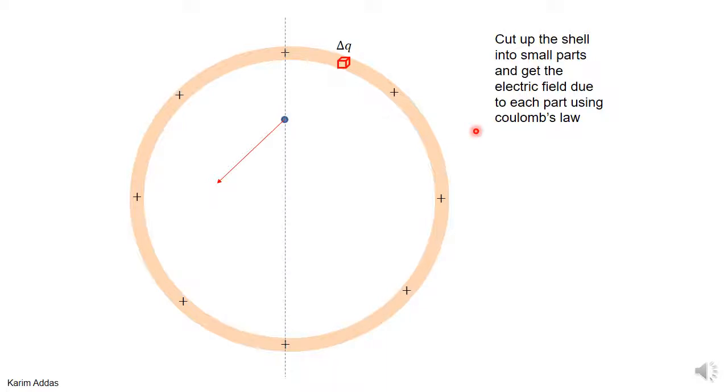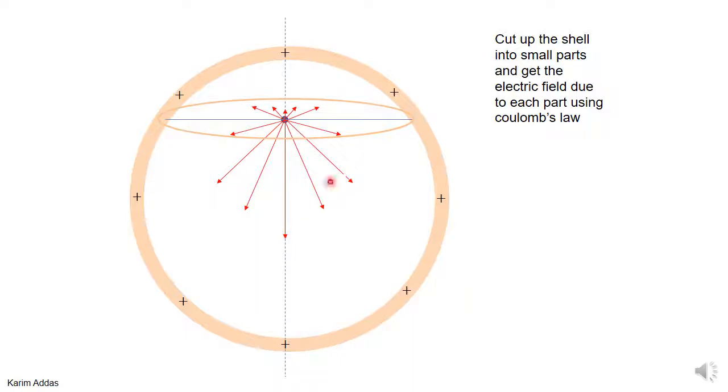If you want to look at the problem in more detail, of course, you could apply Coulomb's law. And remember, this is a spherical shell, not a circle. I just drew it as a circle, but you have to imagine this is a sphere. You would have to cut up your spherical shell into small elements of charge, get the electric field vector due to each element of charge, and add over the whole shell the electric field vectors due to every single part.